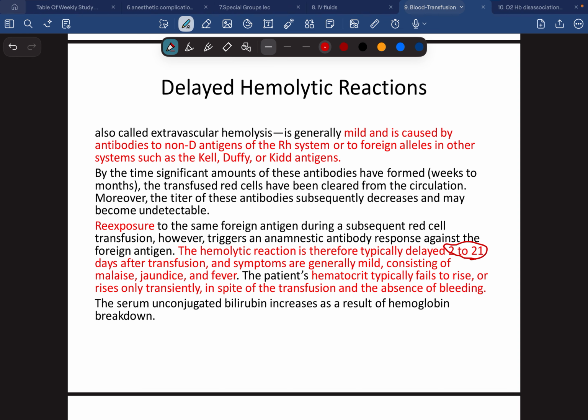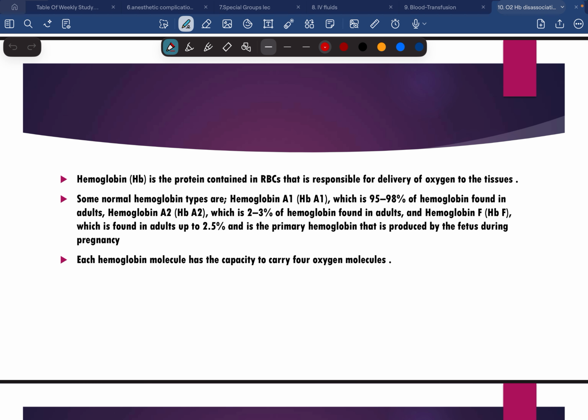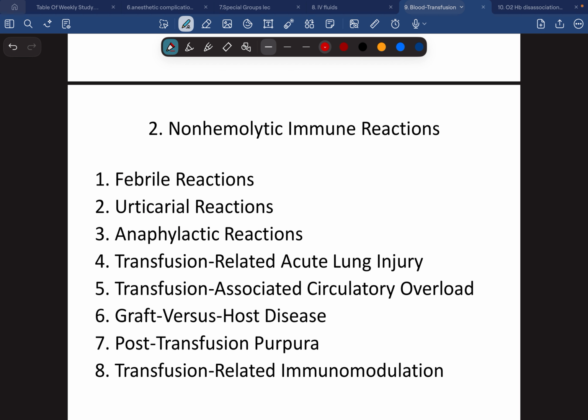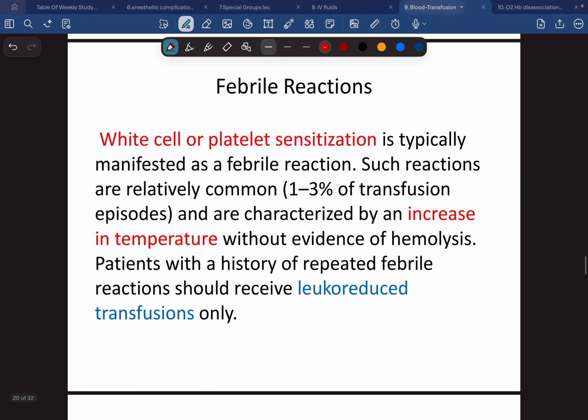Other non-hemolytic immune reactions: febrile reactions, which we said is the most common reaction, urticarial ones, anaphylactic reactions, transfusion-related acute lung injury, transfusion-associated circulatory overload, graft versus host disease, post-transfusion purpura, and transfusion-related immune modulation. Most serious one, lung injury, TRALI. Febrile reaction: white cell or platelet sensitization, an increase in temperature without any evidence of hemolysis.